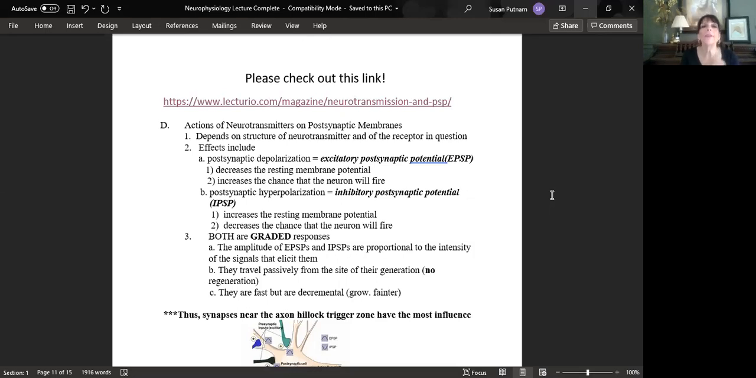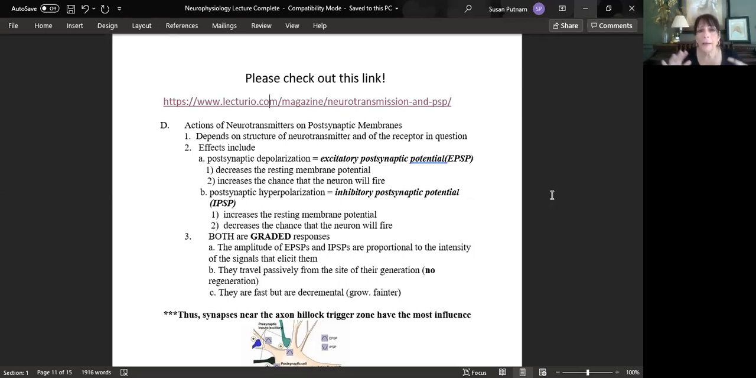Okay, so let's take a look at the actions of neurotransmitters on that postsynaptic membrane. Remember, presynaptic is here, where the neurotransmitter molecules are being released, and then this is the postsynaptic cell, and this is the membrane here. The actions of these really depend on the structure of the neurotransmitter and of the receptor in question. So it's not a simple case where this neurotransmitter always does exactly this and interacts with only one kind of receptor. It's much more complex than that.